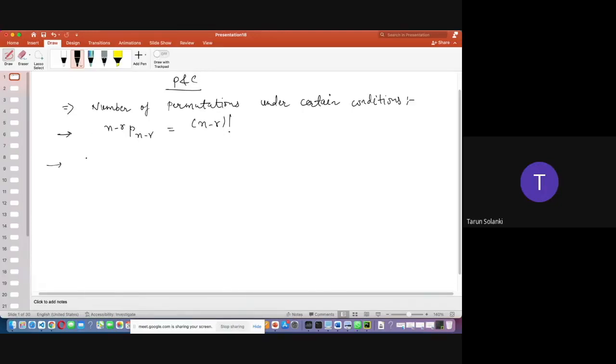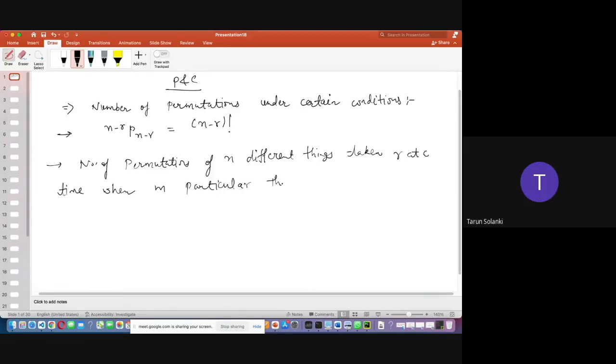Next, number of permutations of n different things taken r at a time when m particular things are to be placed at m given places.